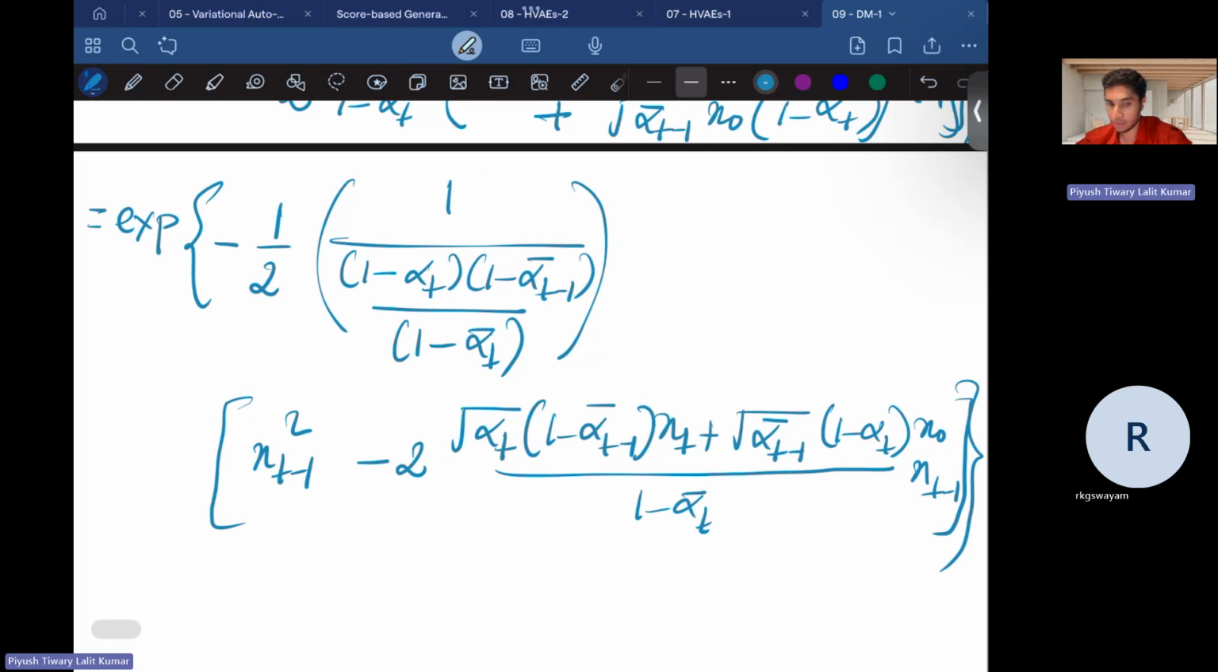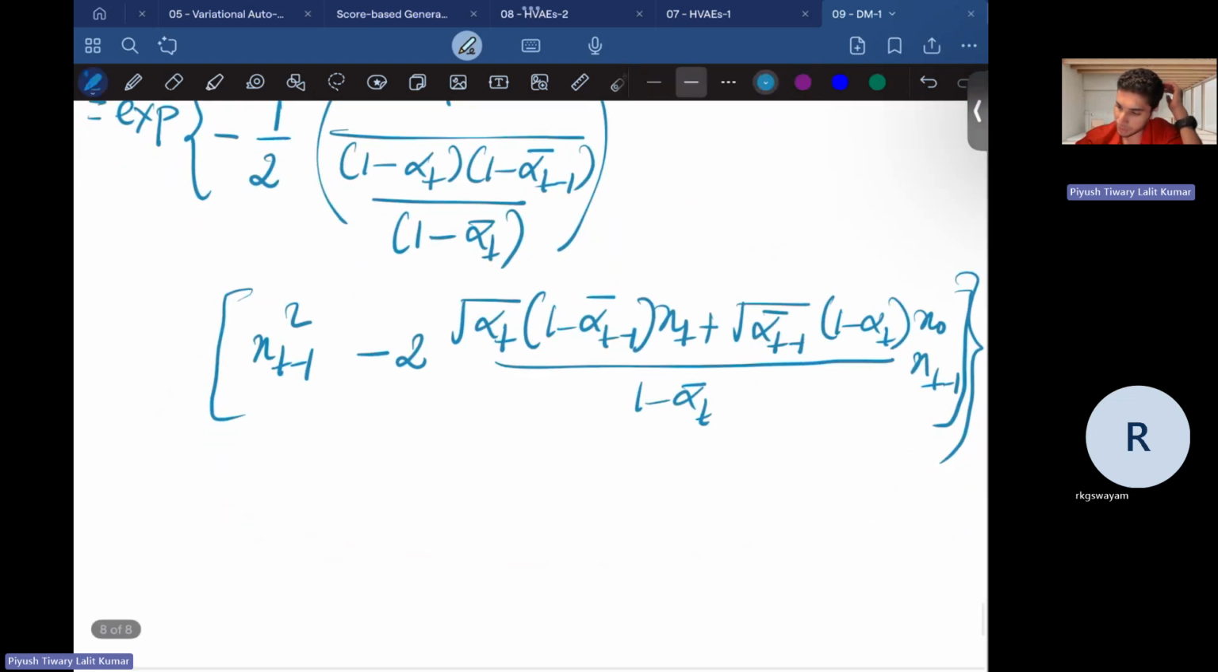Okay. If we have this, now you can see this is again resembling a Gaussian distribution, right? This is like exponential of a quadratic term inside, right? We just need to find out what is the mean and variance. So this is directly proportional to a Gaussian distribution of xt minus 1. But what is the mean and what is the variance?